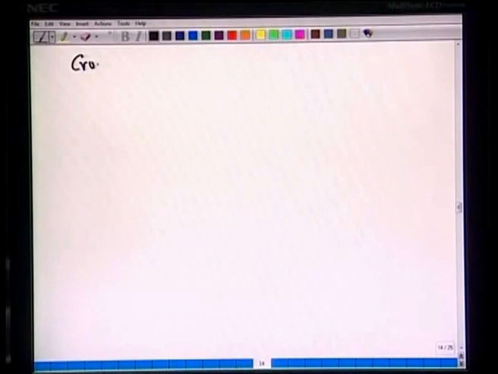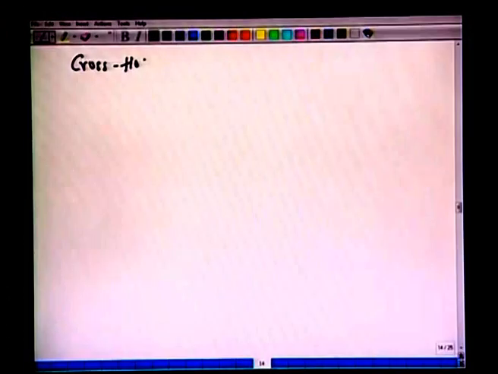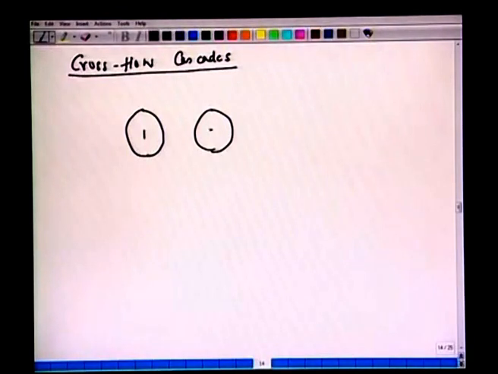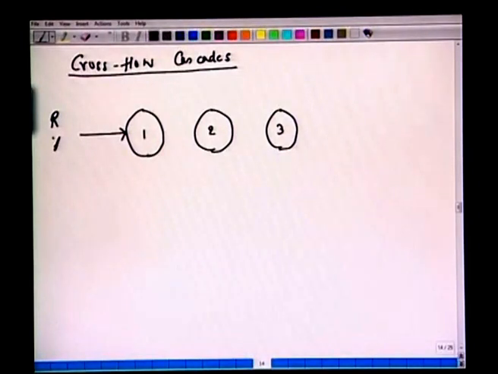So, let us start with cross flow, the most common cross flow cascades. We have stage 1, the second stage 2, and the third stage 3. Say one stream R with the mole fraction x0 is brought in contact with another stream, which is E, and it has mole fraction y.